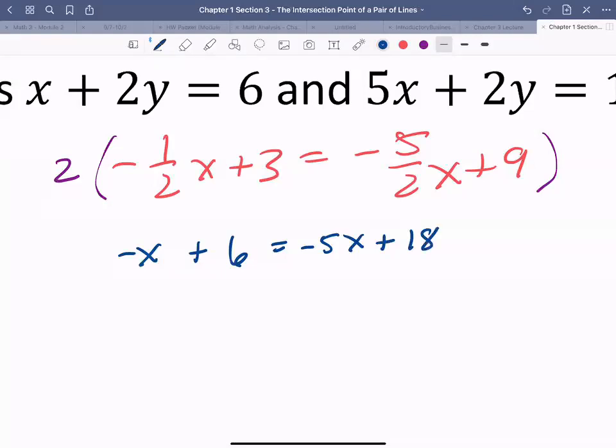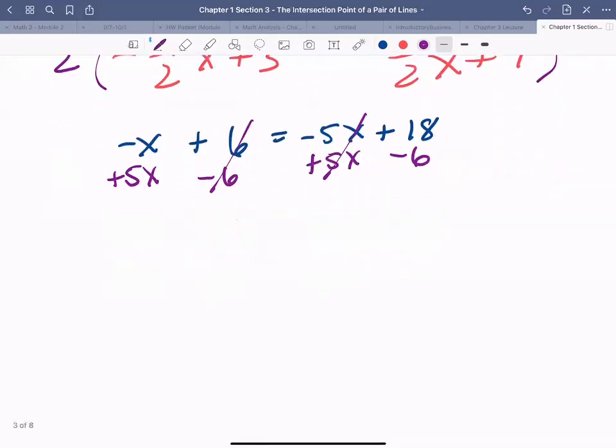Now I can add this over. Oh, I'm giving the answer away here. Actually, not even the answer. I think I wanted to do minus 6. So that way this is gone, and now this is gone. Now I have 4x equal to 12. Divide both sides by 4, and I get x equal to 3.